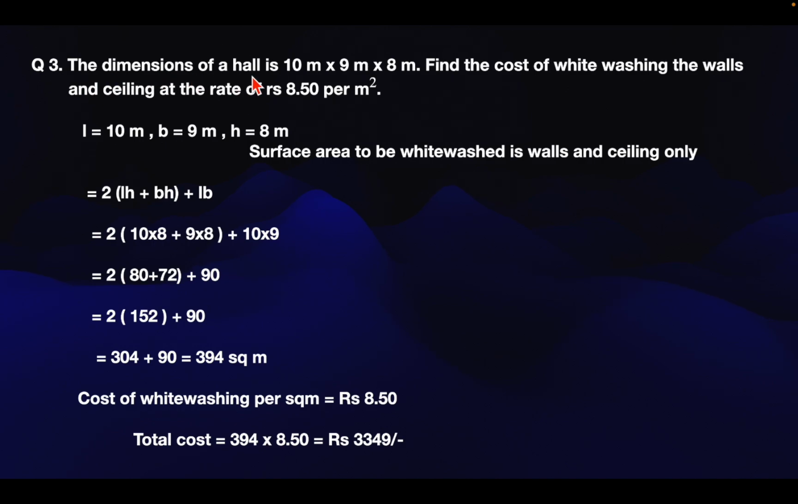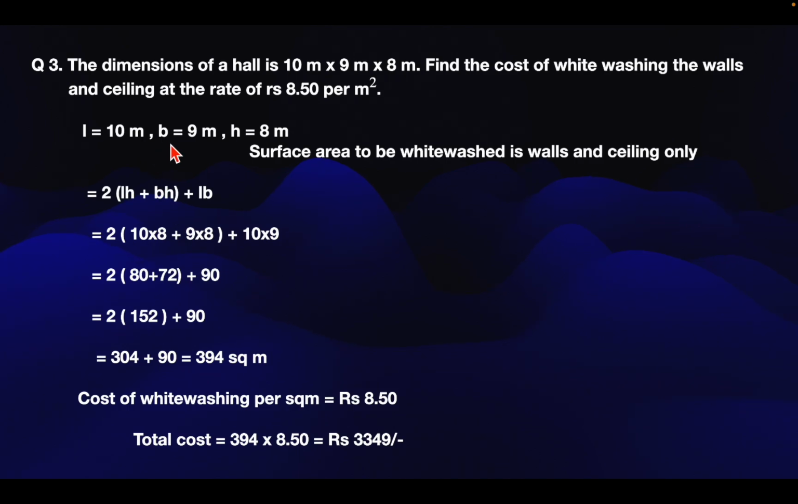Question 3. The dimensions of a hall are 10 meter into 9 meter into 8 meter. Find the cost of whitewashing the walls and the ceiling at the rate of rupees 8.50 per meter square. So first write down the length, breadth and height. Here they are saying cost of whitewashing the walls. Okay, that means it is the lateral surface area, not the total surface area. So we are only going to whitewash the walls plus the ceiling. So first write down the formula for the lateral surface area: 2 into LH plus BH.